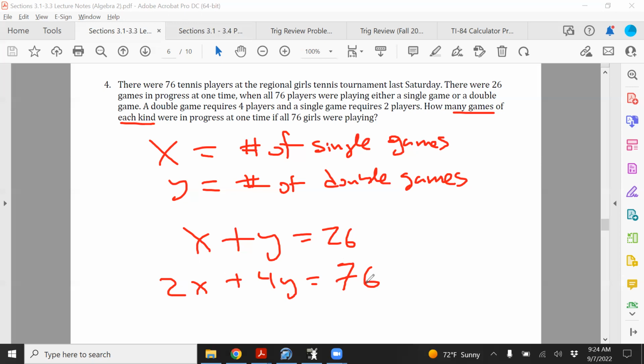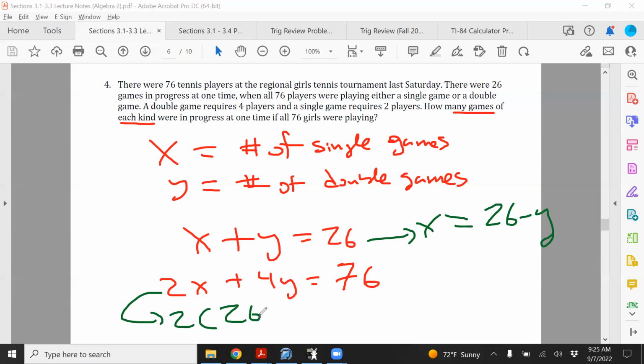I would probably isolate X or Y. By the way, when you use substitution, I strongly recommend that you isolate the variable that won't create fractions. Elimination is good too. But if you're using substitution, make sure you isolate the variable that won't cause fractions, so that it's easier. You could choose X or Y, your choice. Let's say X by itself in the first equation. Then X equals 26 minus Y. Then you come back down here and replace X with 26 minus Y and solve for Y, if you so desire to solve that way.